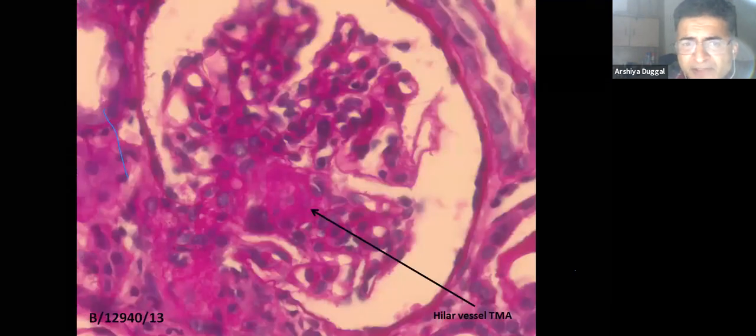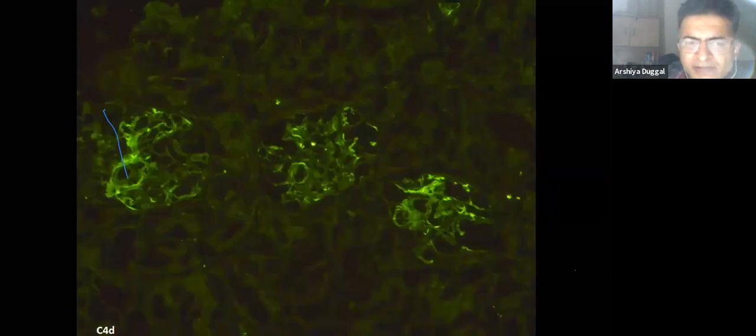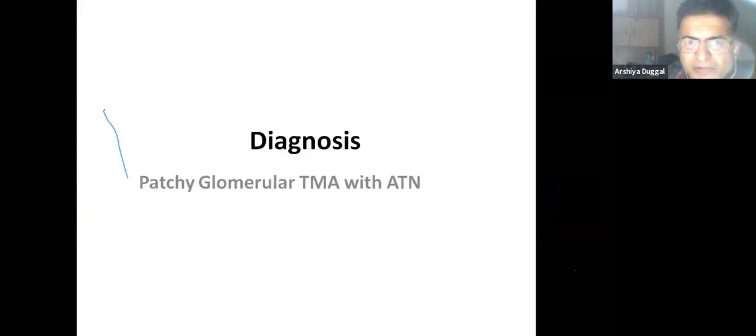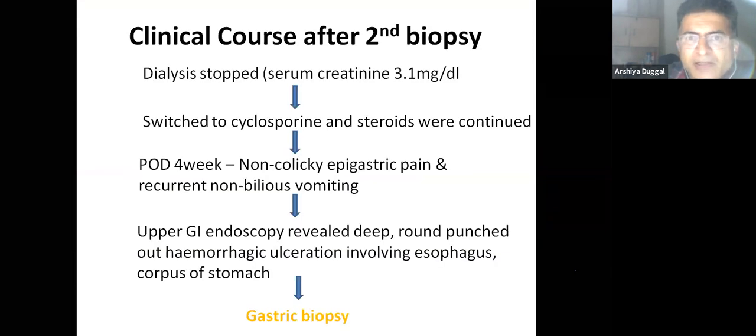This is a high power magnification of the same glomerulus. So in this biopsy, there was only one glomerulus which was affected and which was showing a very segmental TMA, and it was not like a diffuse TMA. C4d was again negative in the second biopsy. So it was patchy glomerular TMA with acute tubular injury. So clinical course after second biopsy: dialysis was stopped. Serum creatinine came down to 3.1. He was switched to cyclosporin and steroids were continued.